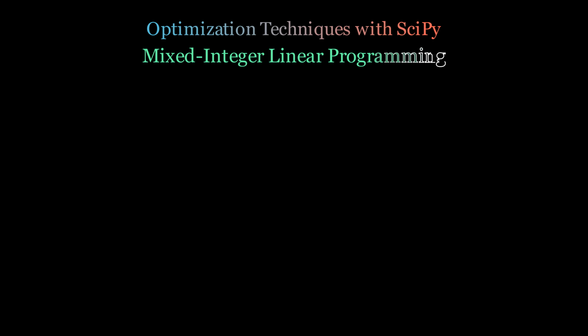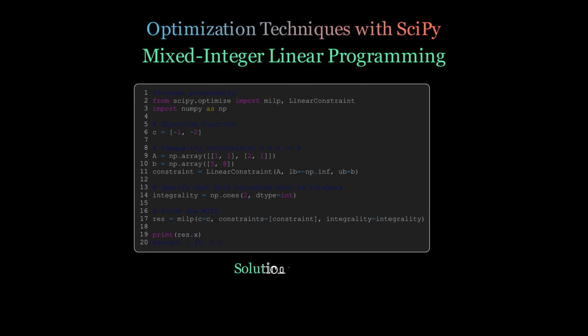Integer programming adds discrete decision variables to linear programming. Our MILP solver finds the same solution as the continuous case, but guarantees integer values, crucial for problems like production planning where fractional solutions are meaningless.